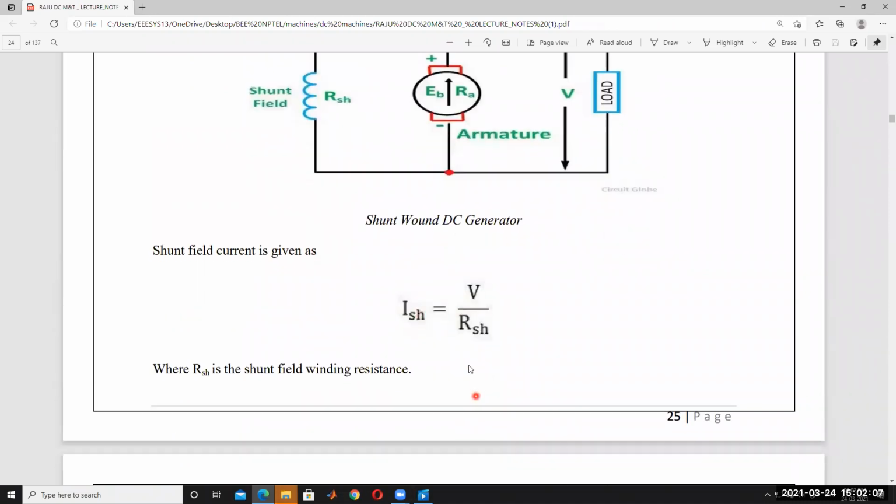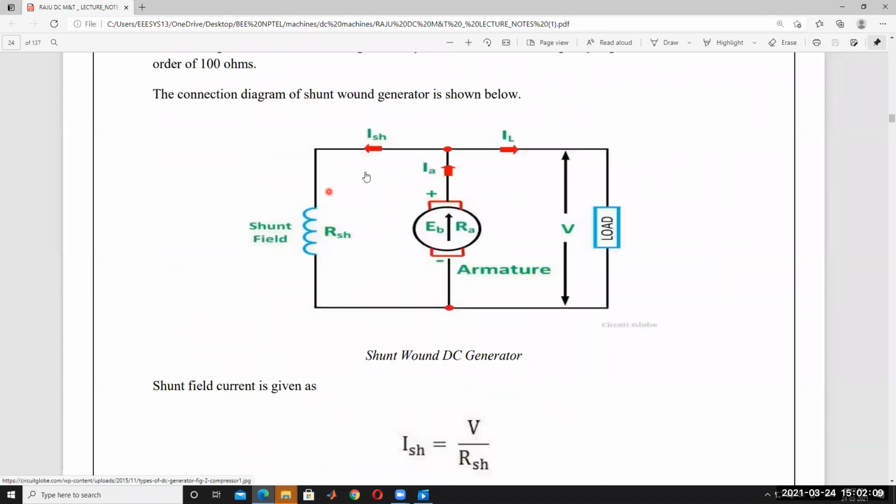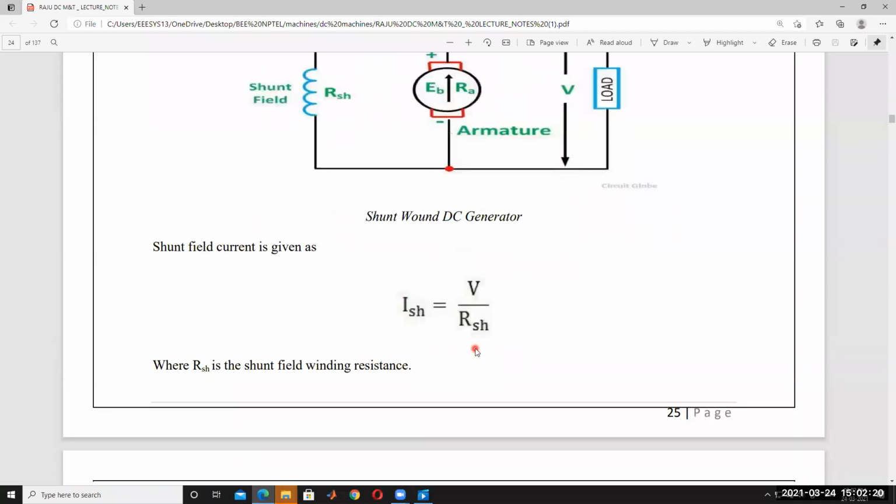Okay, ISH is equal to V by RSH. So ISH is the current flowing into the field winding. These two are connected in parallel, so whatever voltage appears here, the same voltage appears across the field winding. V by RSH is the current flowing through the field winding. ISH is equal to V by RSH.